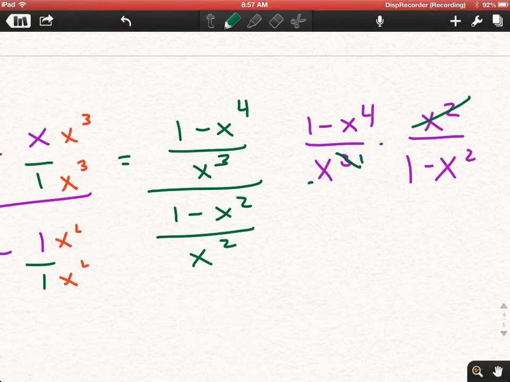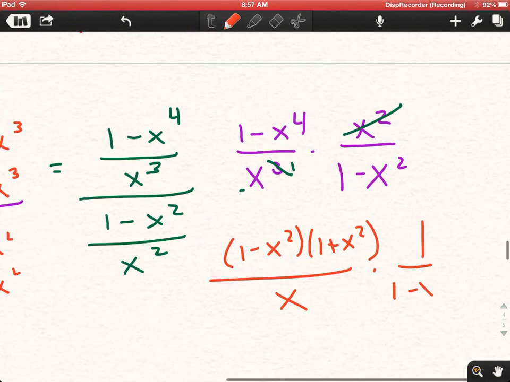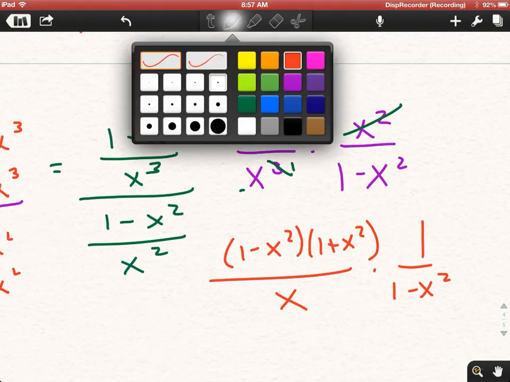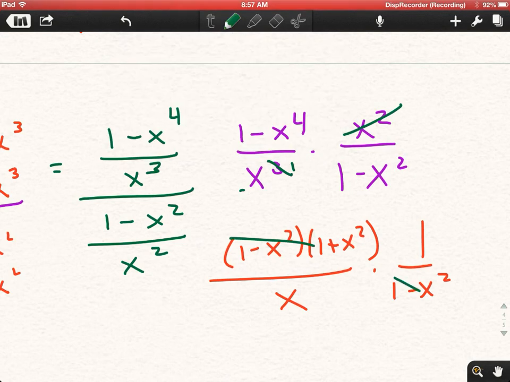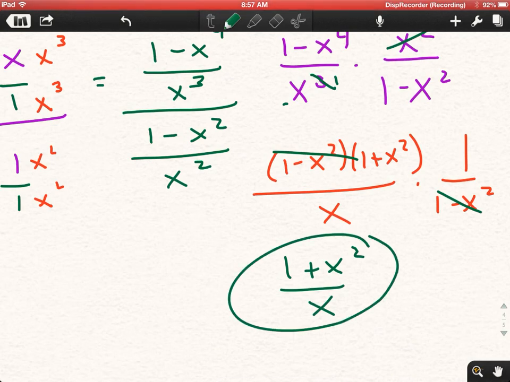That's 1. And then I can also factor. This becomes 1 minus x squared, 1 plus x squared over x times 1 over 1 minus x. Should be a 1 minus x squared. Ran out of room here. And so the canceling, boom, boom, final answer, 1 plus x squared all over x.